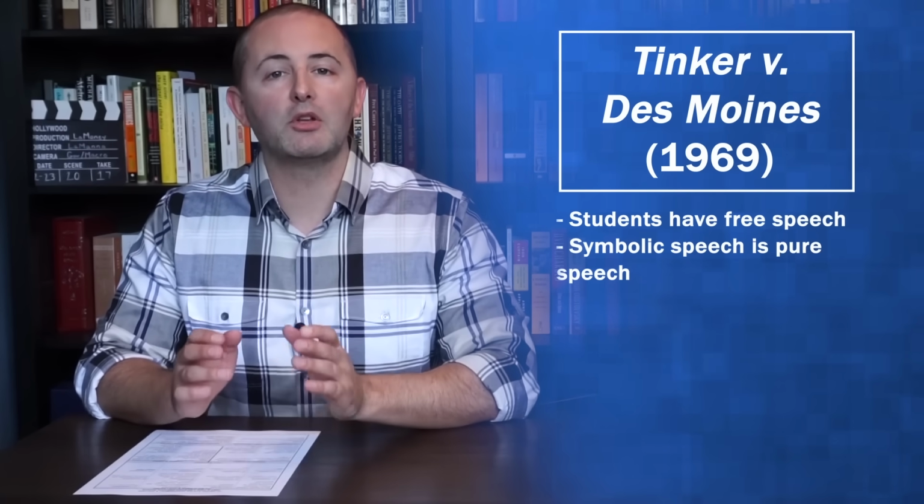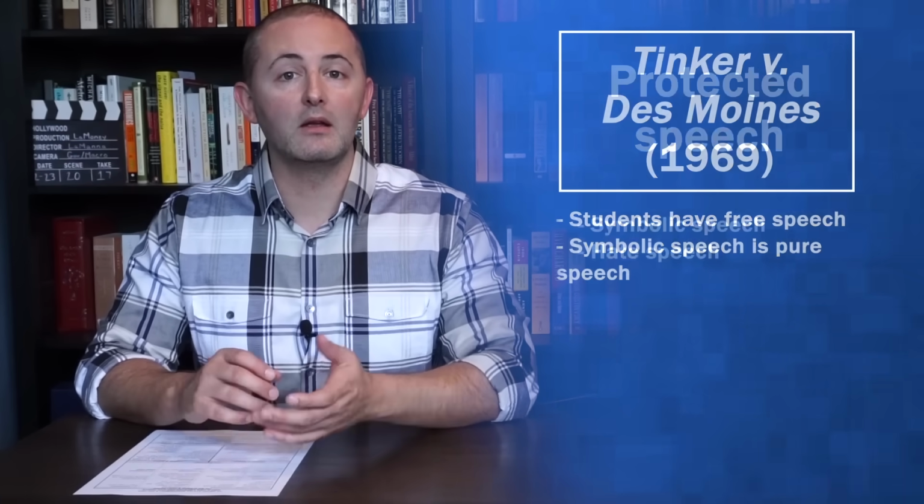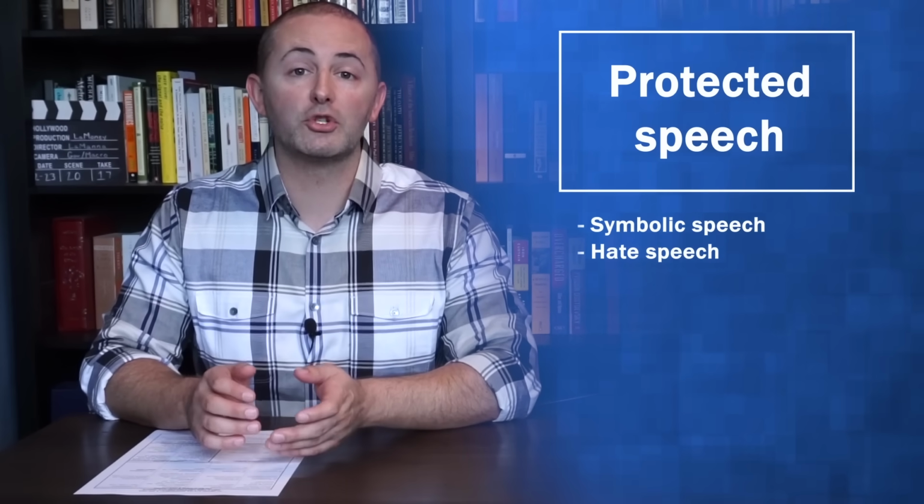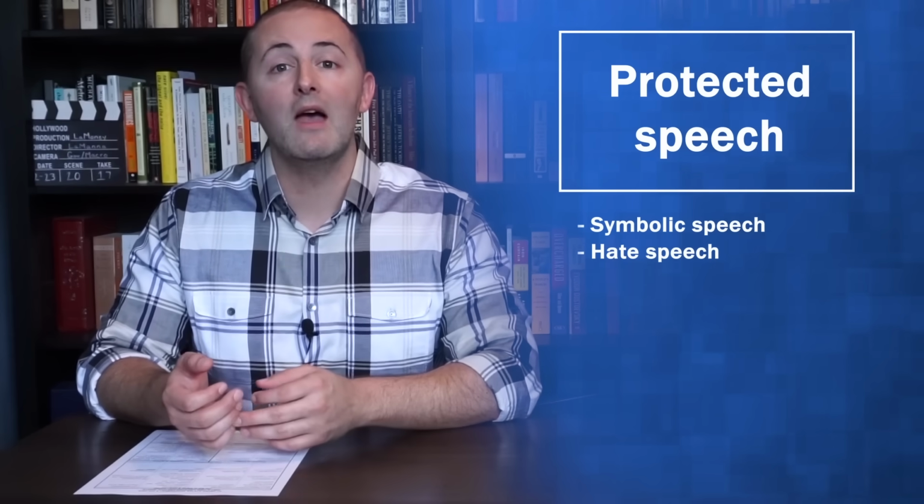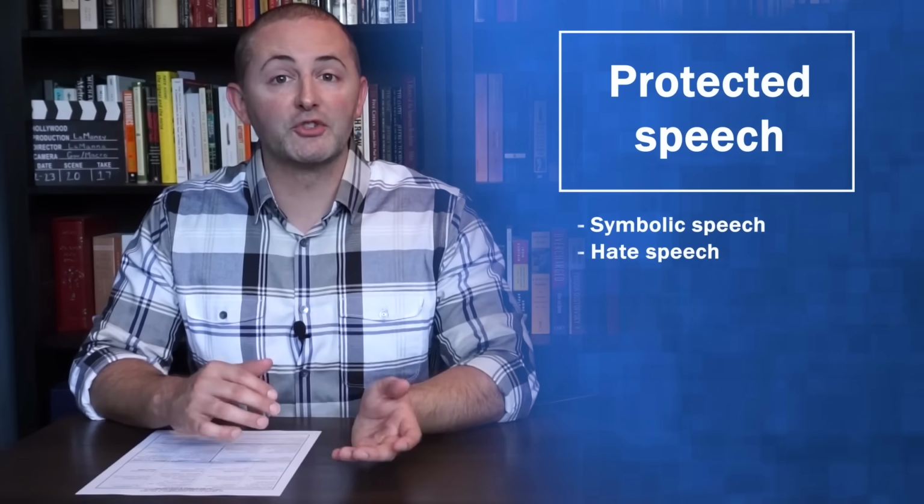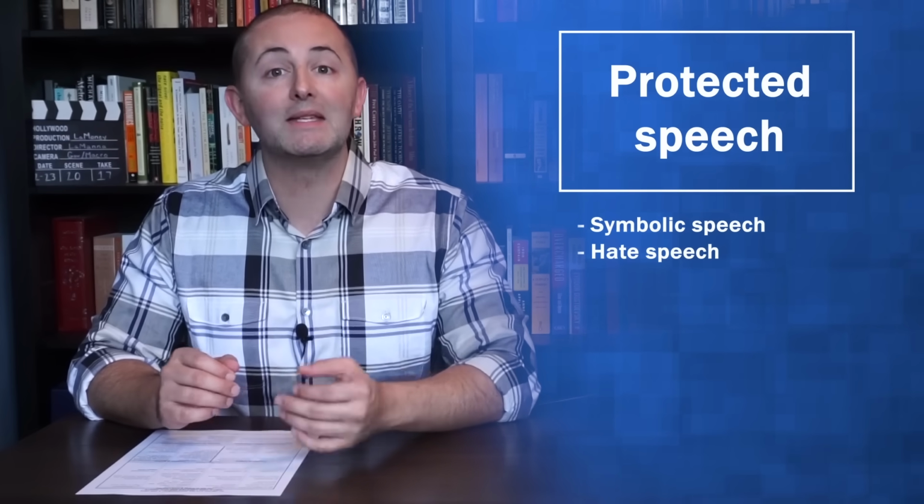So this is a good time to talk about some speech that is protected. Symbolic speech, so this could include things like wearing a black armband on your wrist, and it also includes things that are a little bit more controversial, such as burning the US flag. Those are both protected forms of speech, as they are considered symbolic speech. Another type of controversial speech that is also protected is hate speech.